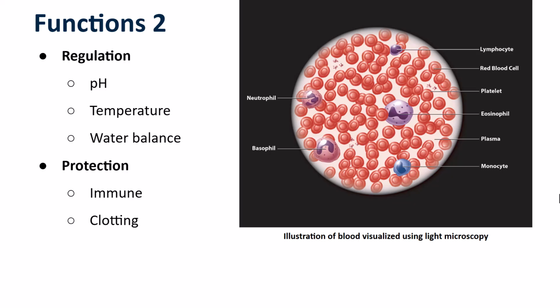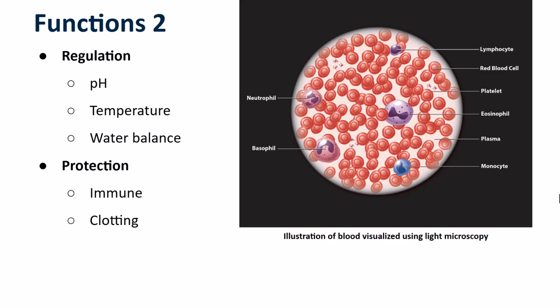Other functions include regulation. So the blood is one of the ways in which the body can help to regulate pH of various fluids and tissues. Blood can help maintain temperature homeostasis by moving heat throughout the body or conserving heat by not moving it to the extremities. And the blood is an important collaborator with the renal or urinary system in helping to maintain water balance.